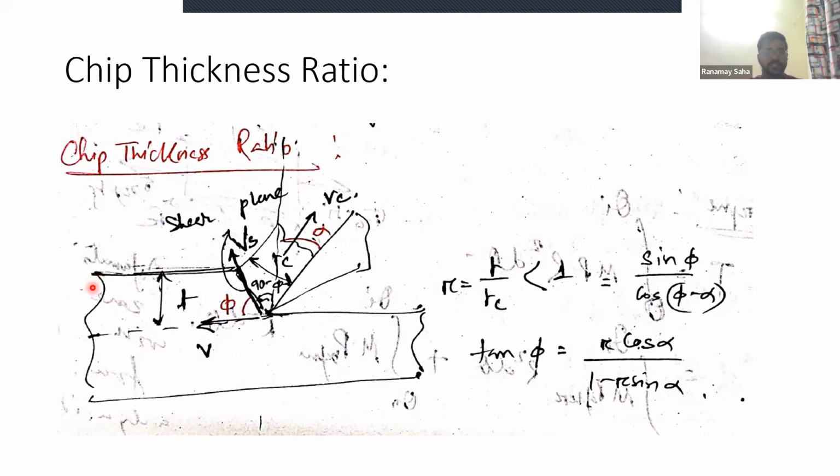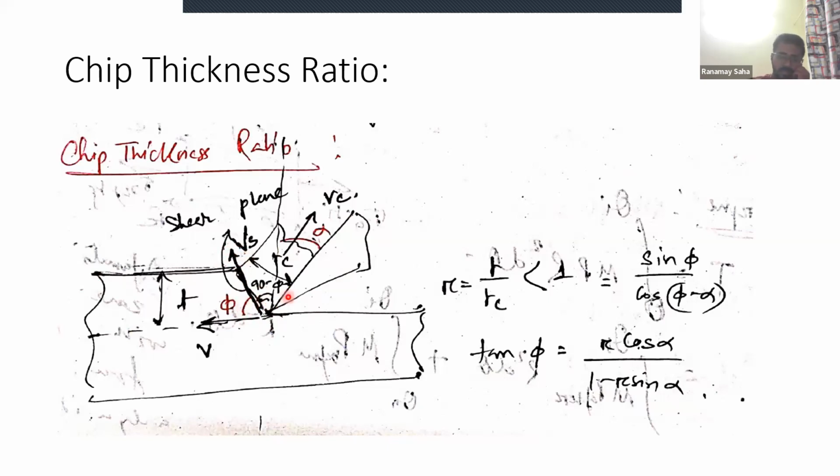So here you can see that this is an orthogonal cutting. This is a tool just shearing off the chip out of the workpiece, right? And you can see that phi, the shear angle, happens to be this angle between the horizontal plane and that of the shear plane, right?